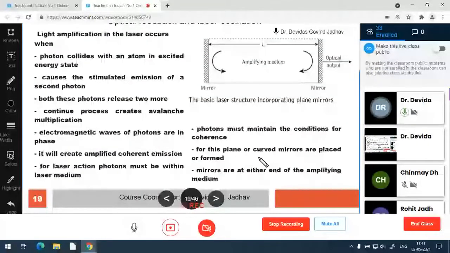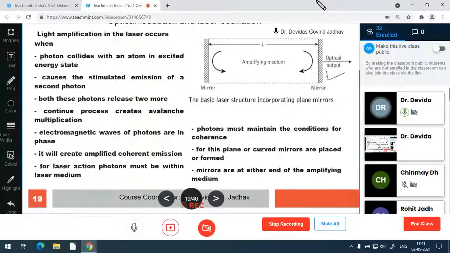So here the structure is shown, which is a semiconductor amplifying medium. The voltage is connected, and the mirrors are placed, and these mirrors make the photons generated oscillate along the length L. One mirror is fully reflecting, and the other is partially reflecting, partially transmitting the optical output outside the structure as the laser output.